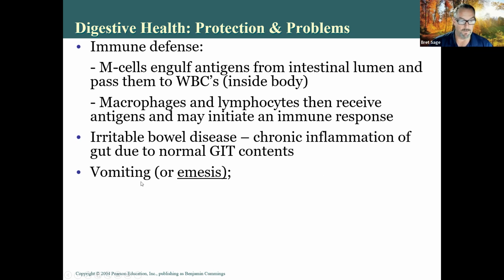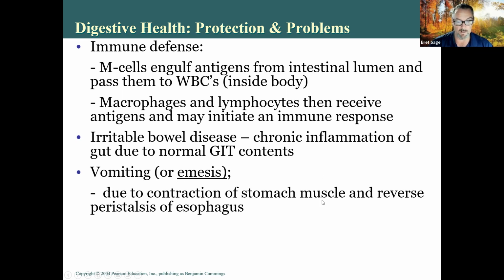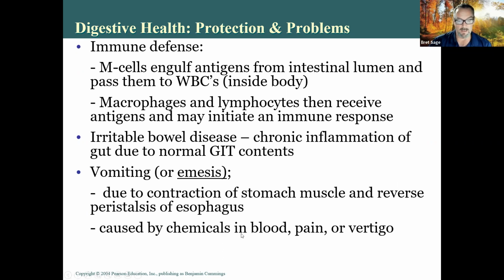The scientific name for vomiting or throwing up is emesis. It's due to contraction of stomach muscles and reverse peristalsis. Remember, peristalsis is supposed to be pushing the food down. Reverse peristalsis pushes it up. Normally what's happening is that your body's saying, hey, there's stuff in our stomach usually, and our upper part of our small intestine sometimes, that we need to get out because there's a problem. There's toxins in there, usually, that we want to get rid of so you don't absorb it. Certain chemicals in the blood, like alcohol, certain levels of pain, or vertigo, basically motion sickness, seasickness, car sickness, can cause that.